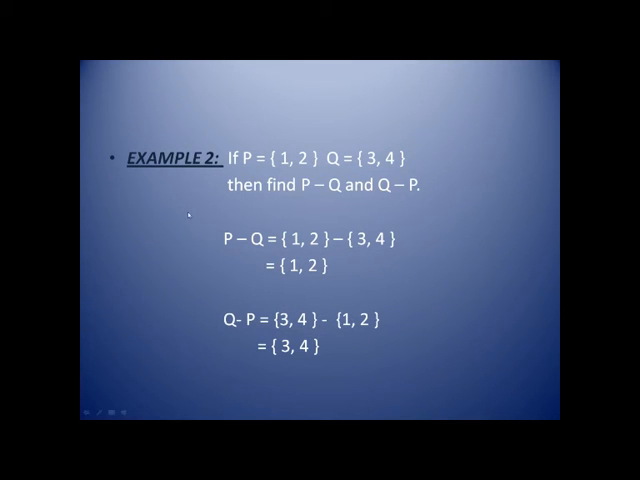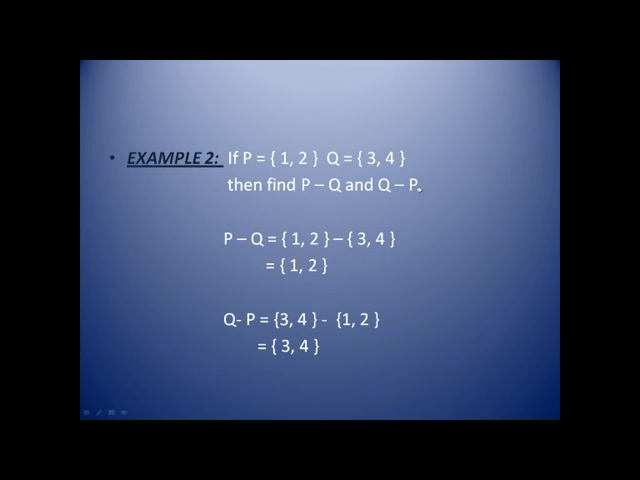Example number 2. If sets P and Q are given, then find P difference Q and Q difference P. First we solve P difference Q. P difference Q equals set P difference Q. Now all the members of set P which are not present in set Q are the answer. So 1 and 2 both are not present in set Q. So our answer is 1 and 2.